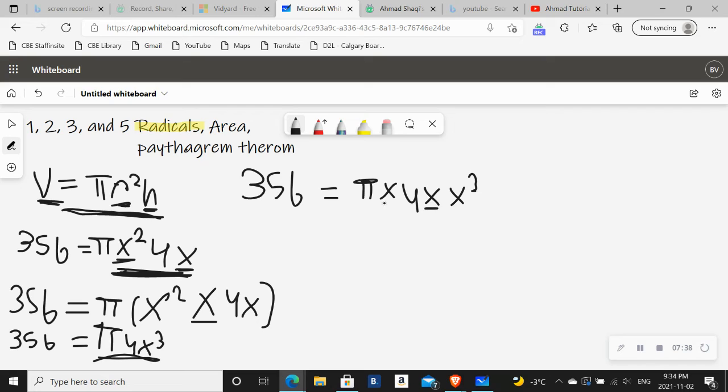Times. Just so you know. There you go, and that's x cubed. Okay, so pi times 4 times x cubed. So we want to isolate it. And so what can we do to isolate it? Well, the opposite of multiplication is division.